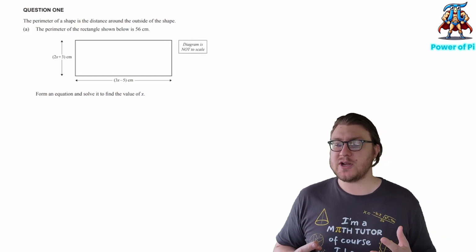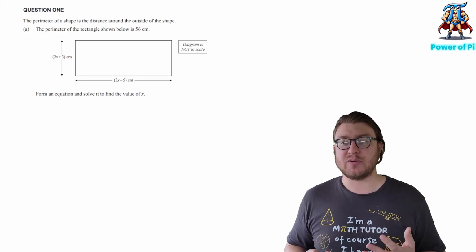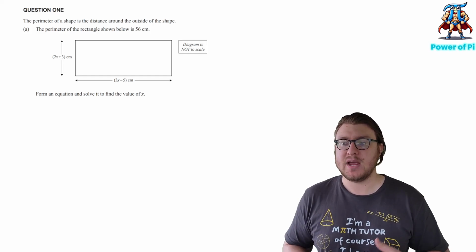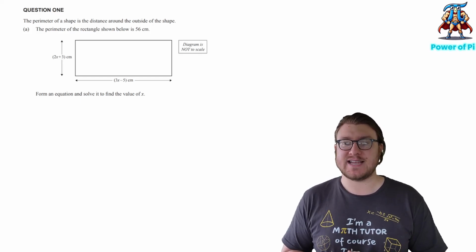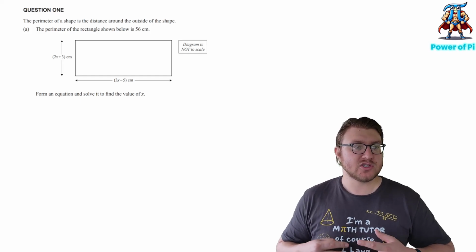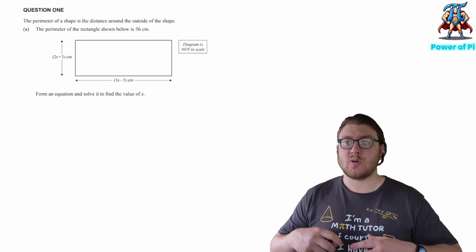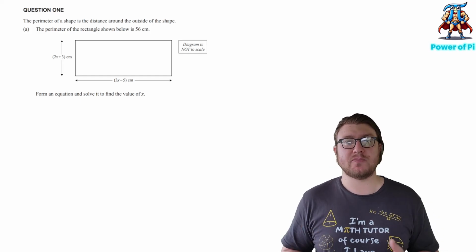Our first question is: the perimeter of a shape is the distance around the outside of the shape. The perimeter of the rectangle shown below is 56 centimeters. Form an equation and solve it for the value of x. So we want to find x. We have been given a perimeter, so we just need to form that equation.